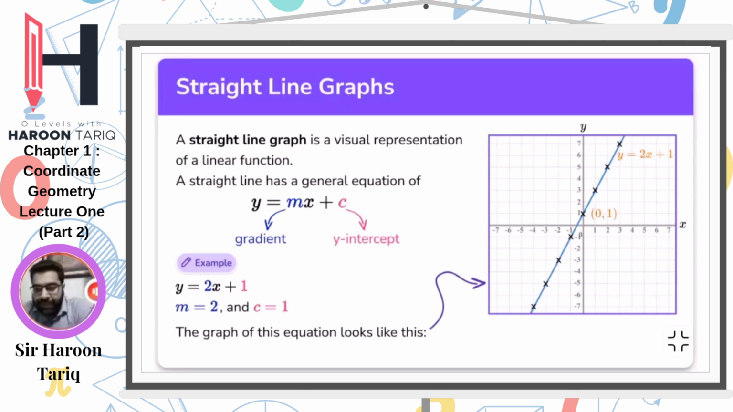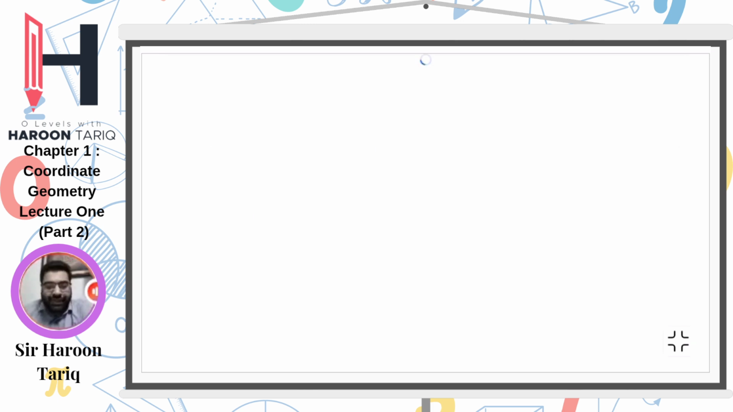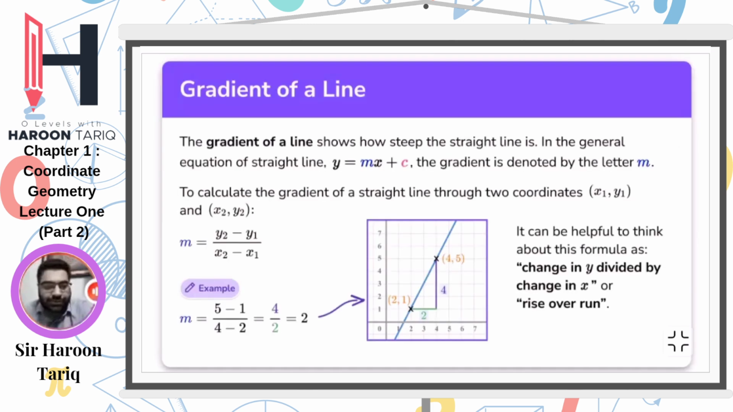Now our third formula of the day, yes, we'll do gradient after this one, or maybe we can do gradient first and then we'll come back to this. Coordinate geometry is the name of the chapter. Gradient of a straight line. Gradient is the slope of a line. We represent gradient by M. M is the symbol for gradient.